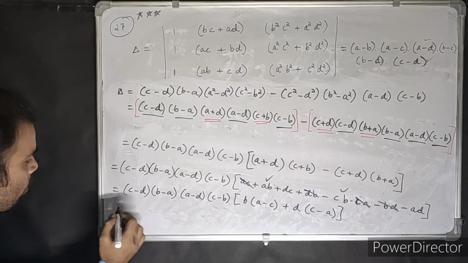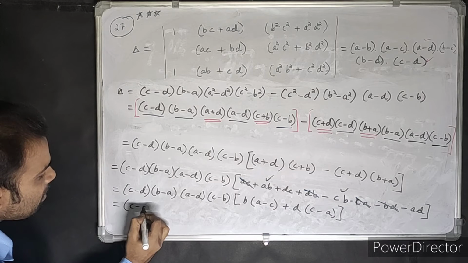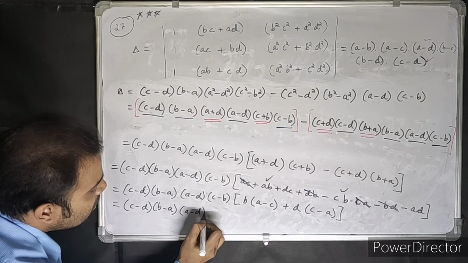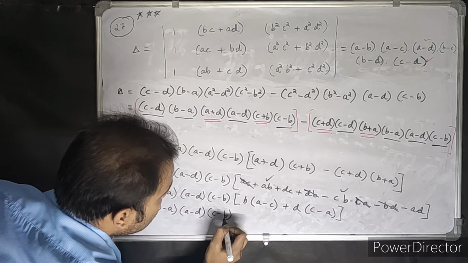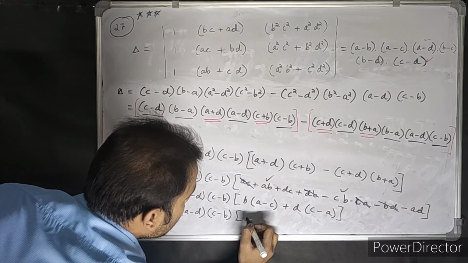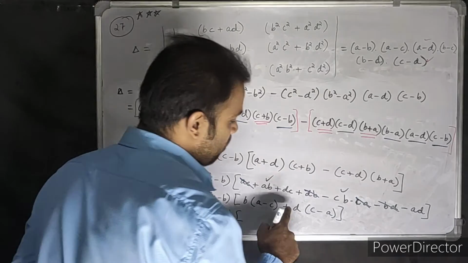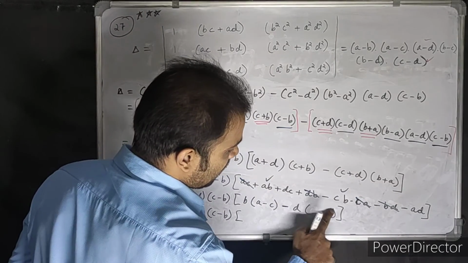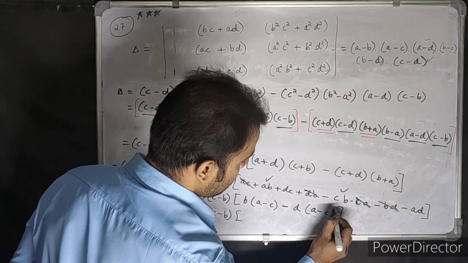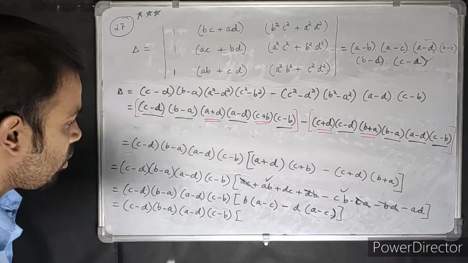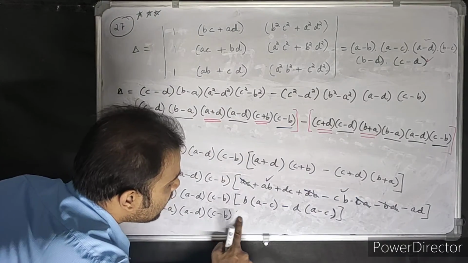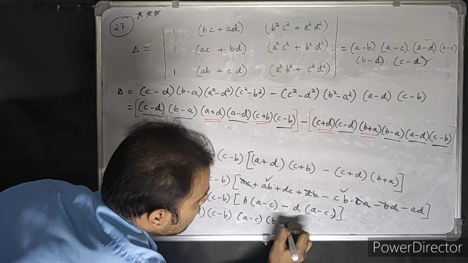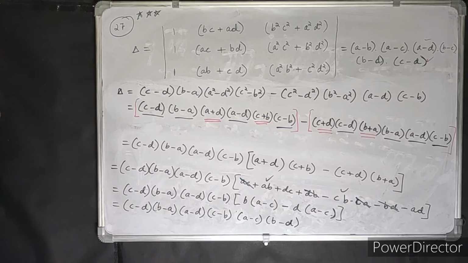Okay, now that is C minus D, B minus A, A minus D, C minus B, bracket. If you don't want to do one more step, this is what you can do. Put a minus over here and make this A minus C. It's A minus C right on top, yeah. So now you can take out A minus C common, and you have now B minus D. Now let me just check.